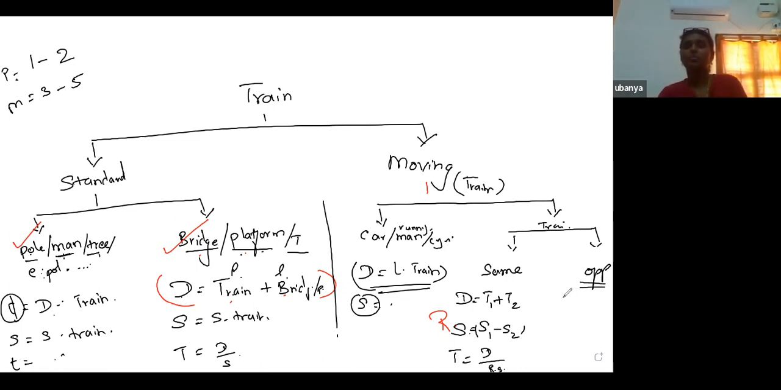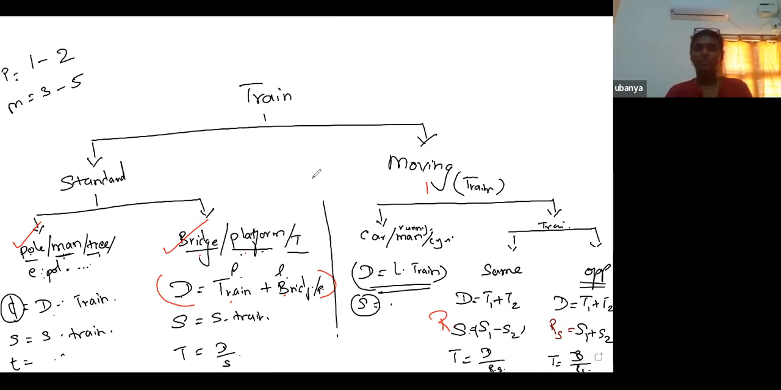While they are traveling in the opposite direction also, the distance should only be added. There's no doubt. If it is a distance, we have to add, and there's no subtraction. Train 1 plus train 2. And here the relative speed would be speed 1 plus speed 2. And the time would be relative distance divided by relative speed.